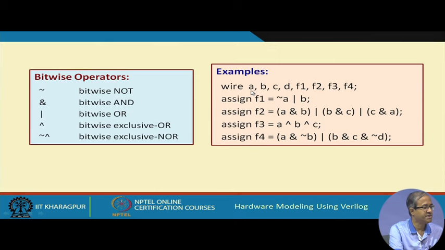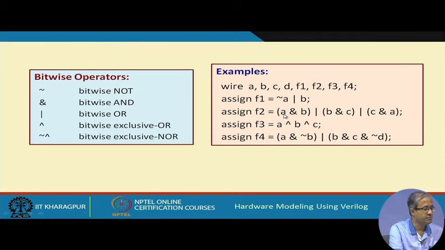You see, we have defined some variables a, b, c, d, f1, f2, f3, f4 as wires. In the first statement we have assigned f1 equal to not a or b. You see, these are all bitwise operators. First, the value of a is inverted, not of a, then that value is bitwise ORed with the value of b. Similarly, the second statement is actually similar to the evaluation of the carry of a full adder.